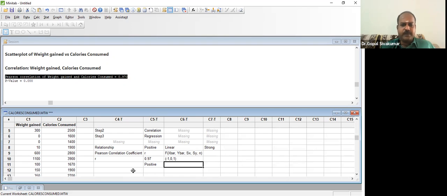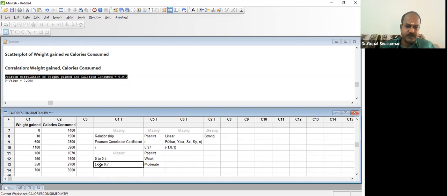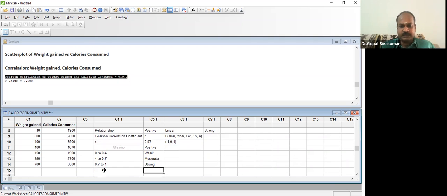Generally, we say correlation from 0 to 0.4, we consider the correlation as weak. And 0.4 to 0.7, we consider the relationship or the correlation as moderate. However, from 0.7 to 1, we consider it as strong. This is the guideline, for the positive side as well as the negative side. Positive side means strong positive, negative side means strong negative.